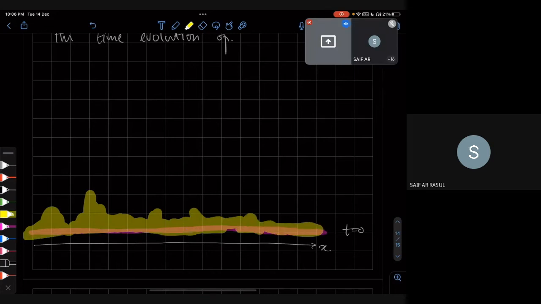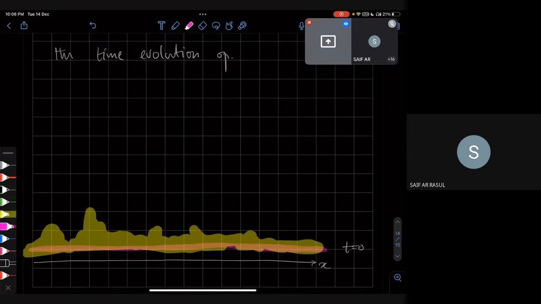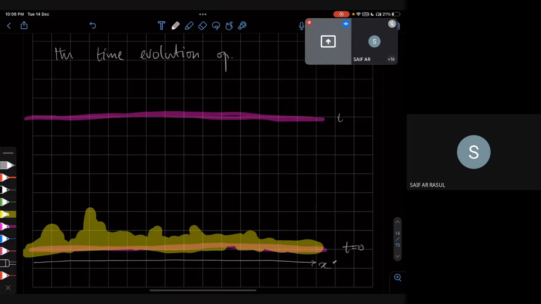So what you ask from physics is: what will be the wave function of your system at a future time? Let's call this x prime, and this future time is t, and at the future time the coordinate is x. So you want to know what this wave function will be at a future time, right?